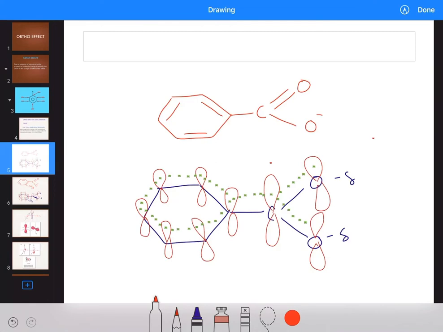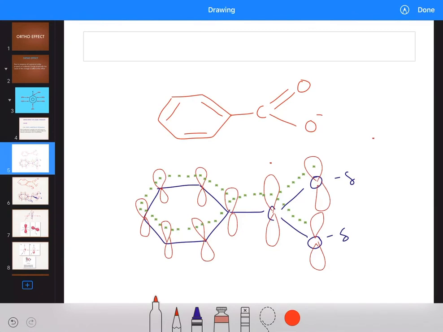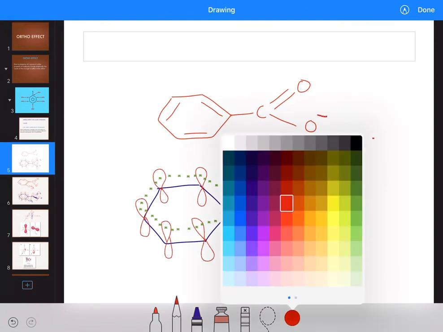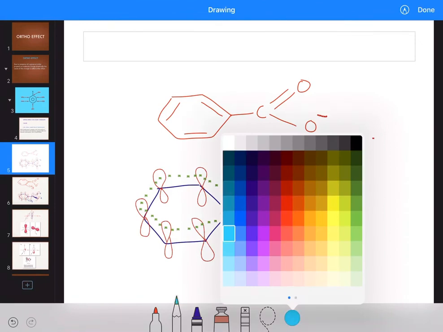Now let's see how it happens. Now here you can see, okay, see this is the benzoic acid case. We remove H. Here we can write H. So we remove that H and we apply here a negative charge. Now what is happening? The first thing we will see, this.